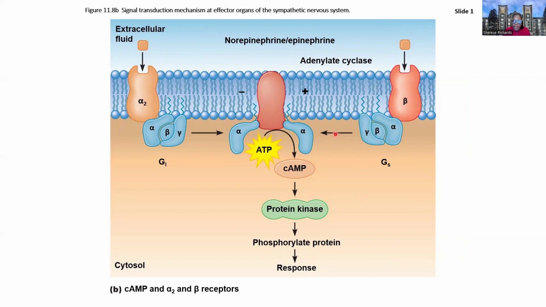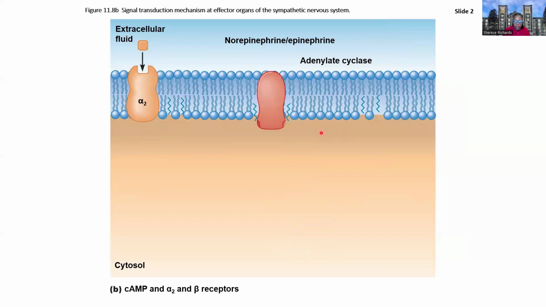Now, to simplify this, I want to make this clear. For simplification, we're showing this on the same membrane. But remember, alpha 2 and the beta receptors, they're on different cell types, different types of tissue membranes. All right, but for simplicity, we'll discuss them together. So the alpha 2 receptor, remember, it's coupled to a G protein.